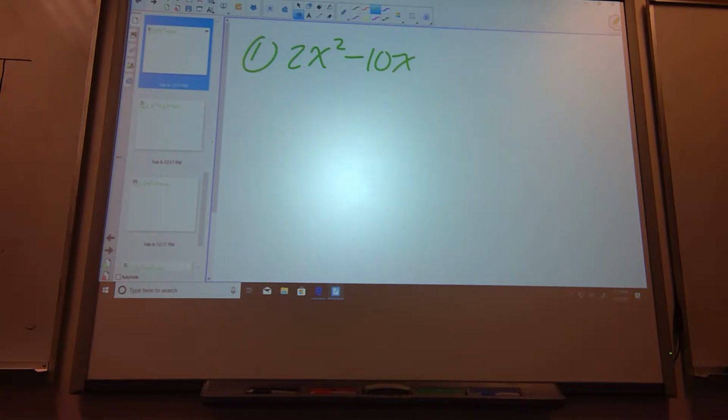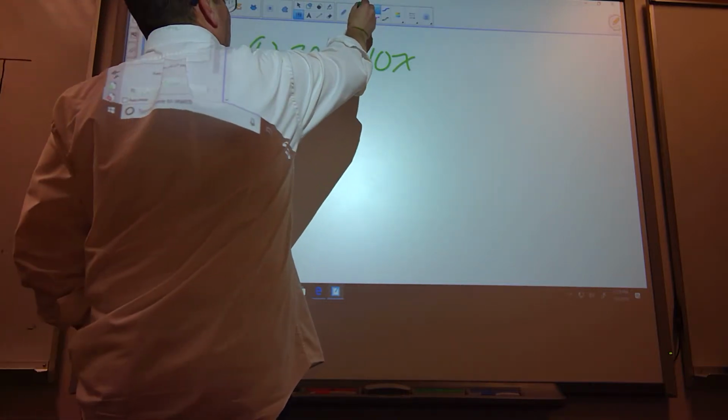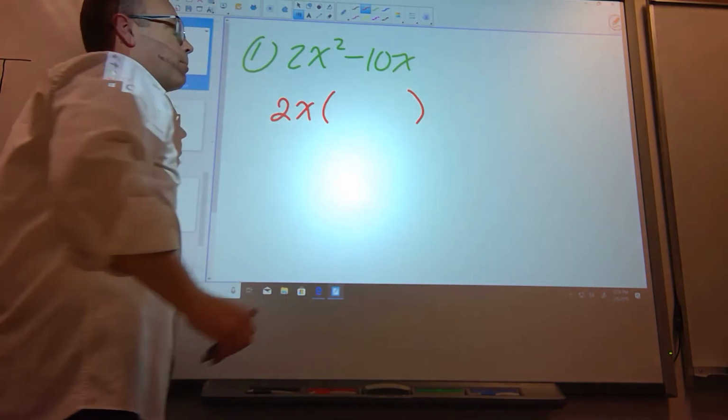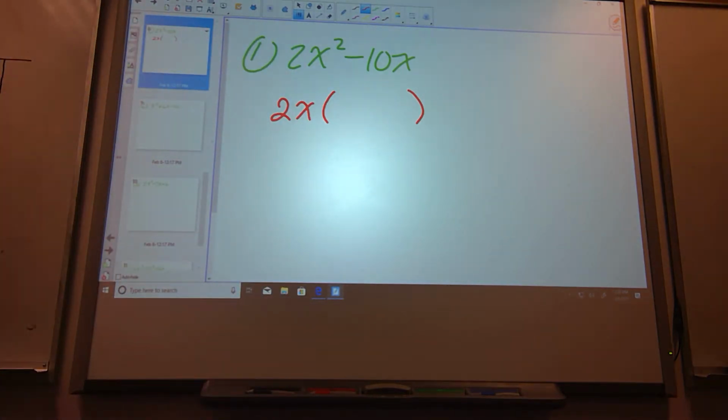What number can I factor out of both of those terms right now? 2. Can I also factor out a letter? Yes. What can I factor out? X. Okay. Well, you're off the hook. All right, so I can factor a 2 and an x out. Now, I need for you to pick anybody in this room except for me.